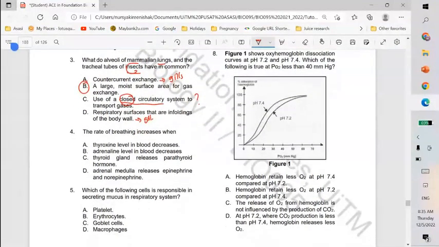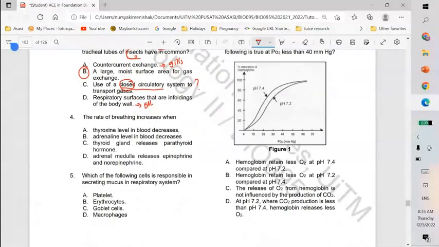Okay. So thank you, Amira. Next, number 4, Aisha. The rate of breathing increases when the adrenal medulla release epinephrine and norepinephrine.